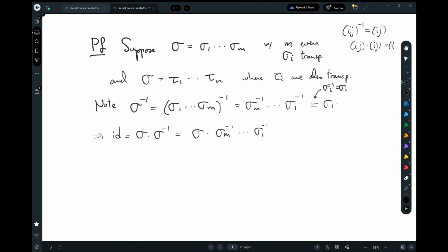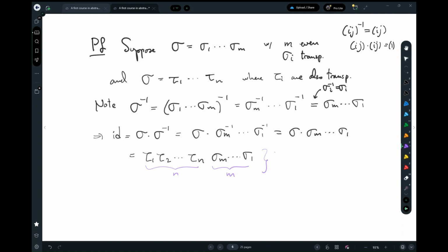So this is just sigma m up to sigma 1, because they're their own inverses. Those are m transpositions. And instead of sigma, I'm going to write this other form of sigma that I have, tau 1, tau 2 up to tau n, and then sigma m up to sigma 1. But now, how many transpositions do I have? I have n transpositions and m transpositions.